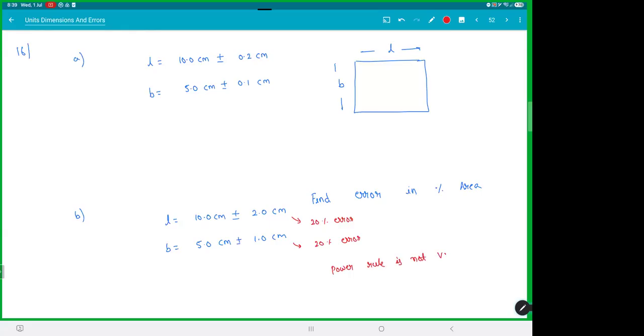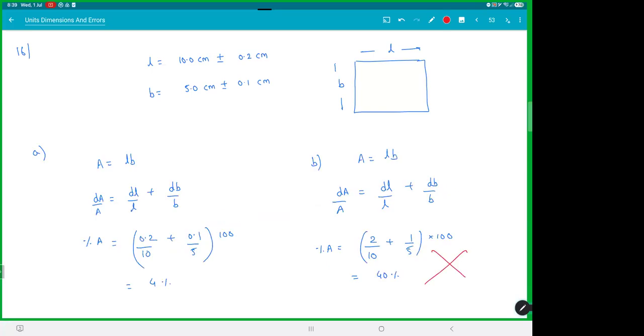So if you do experiments like this and you take the value, the person is going to say, go and redo the experiment. You got such a big error. There's no way to correct this. So go and redo the experiment. That's what you'll get. We don't have any formulas to find out errors of such things, so we're not going to do this. It's a very large error. Power rule is not valid.